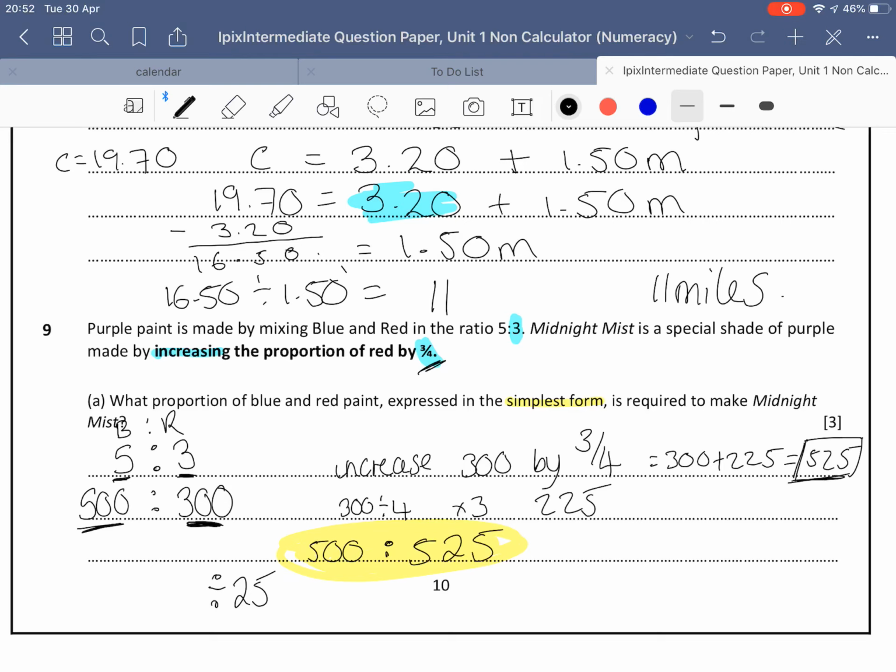So you know 25, 25, 25, and 25 is 100. So you know 4 lots go into 100. But I need 500, so I need 4 lots of 5, which is 20. So this one becomes 20. And then this is just 1 extra 25. So there's the 20 plus the 1 extra which is 21. So my answer, a lot for 3 marks, but really, is 20 to 21.